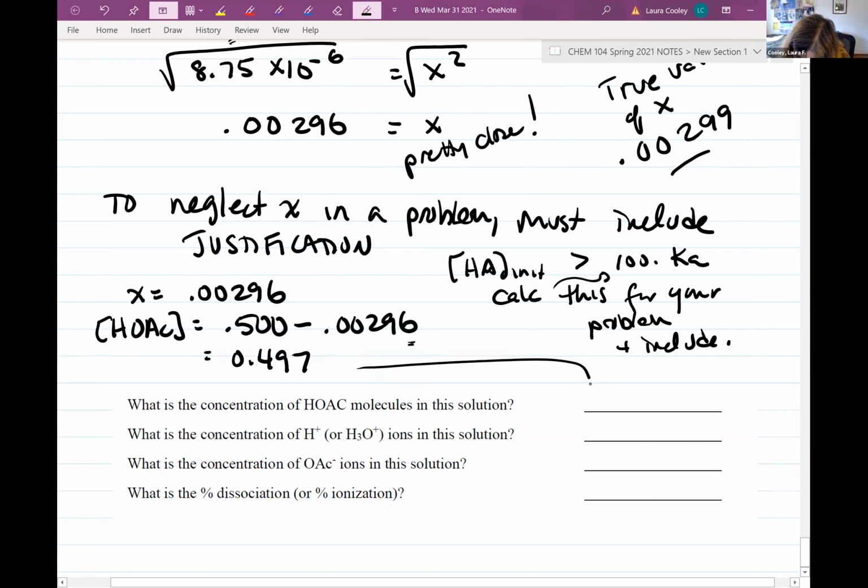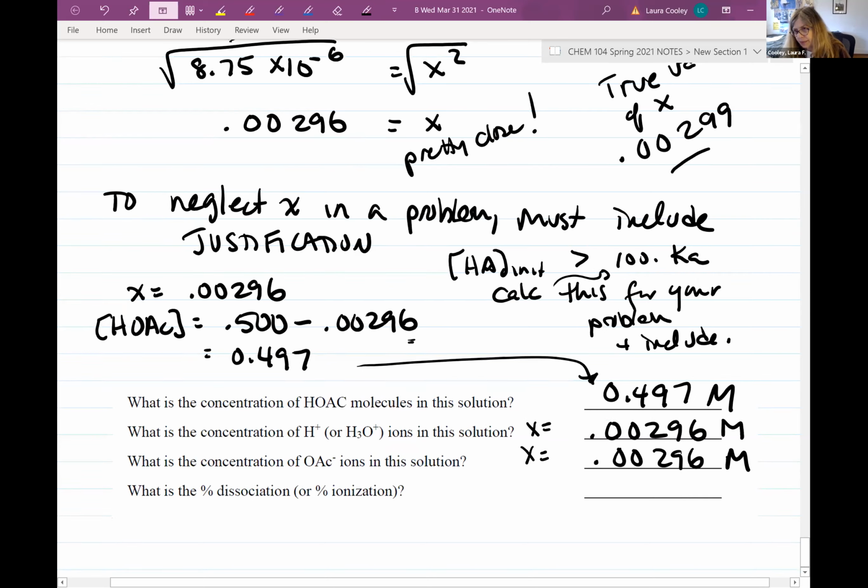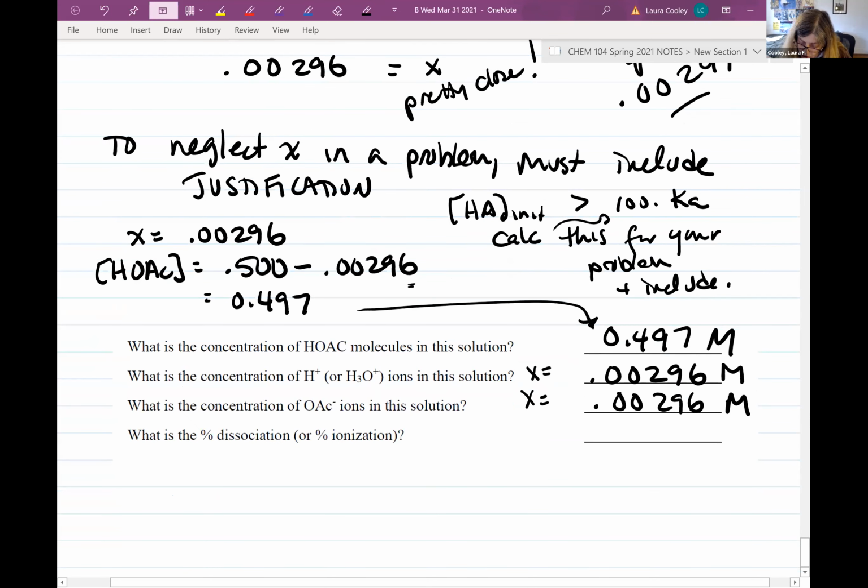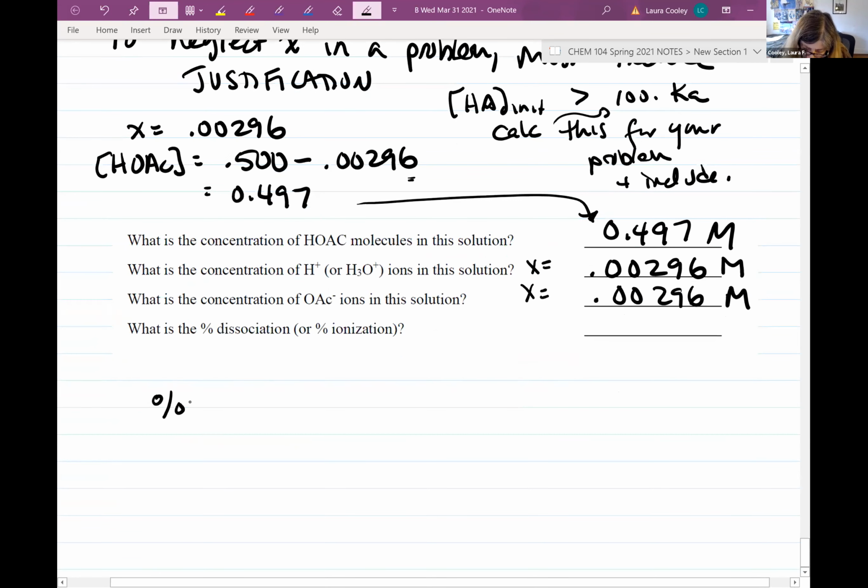So that's what we put here. Okay. What is the concentration of H3O plus? 0.00296 molar. Acetate, that's also X, right? 0.00296 molar. And now the percent dissociation is a more interesting calculation here, right?